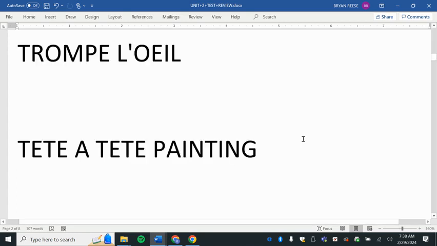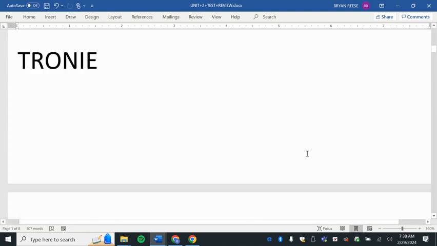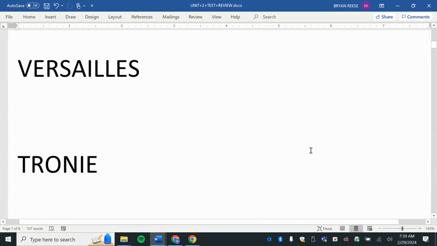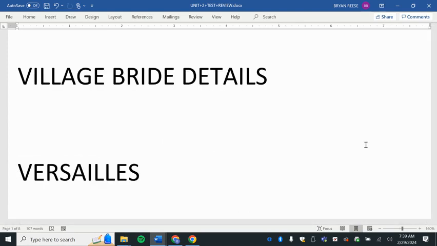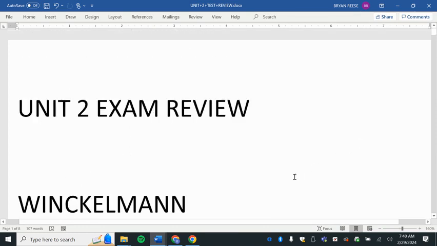Trompe l'oeil will be on the test. And I discussed this when we looked at the ceilings. The term Trony will be on the test. Versailles will be on the test. The Village Bride painting will be on the test. And Winkleman will be on the test. All right, that concludes the review for the multiple choice and matching portion of the test.